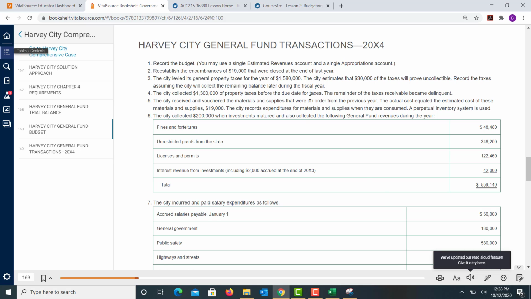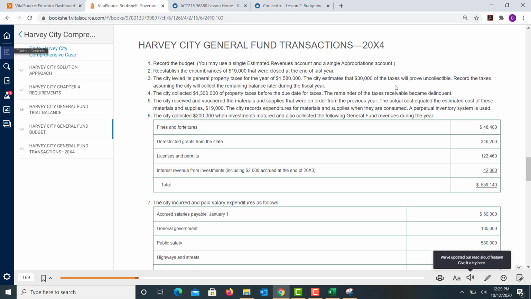So then the next one says the city levied its general property taxes for the year of 1,580,000, and the city estimates 30,000 of taxes will prove uncollectible. Record the taxes, assuming the city will collect the remaining later during the fiscal year. So again, governmental accounting is very similar to your regular GAAP accounting, your financial accounting, your for-profit accounting.